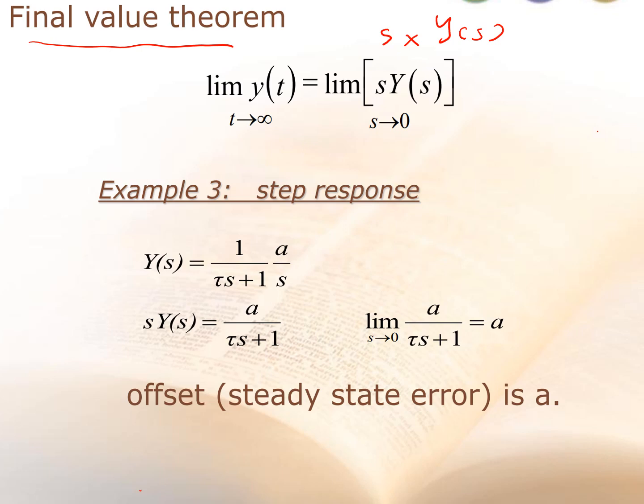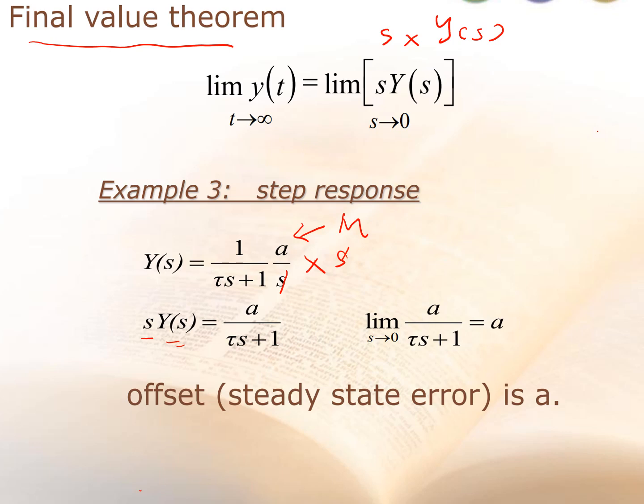For example, let's say you have Y(s) equal to 1 over (tau s plus 1) multiplied with A over s, where the A over s here, sometimes we call it the magnitude, M. Based on the formula, the limit of y(t) as time goes to infinity equals the limit of s multiplied with Y(s). So s multiplied with Y(s), this will be cancelled, and you have A multiplied with 1 over (tau s plus 1). So you get A over (tau s plus 1).